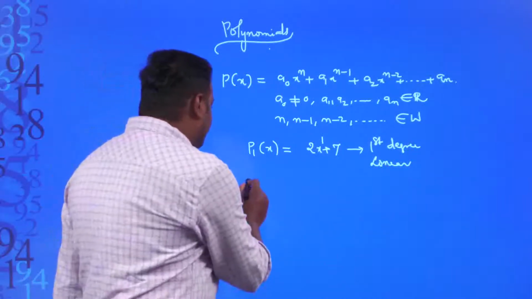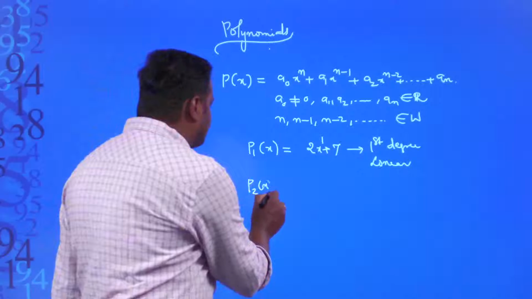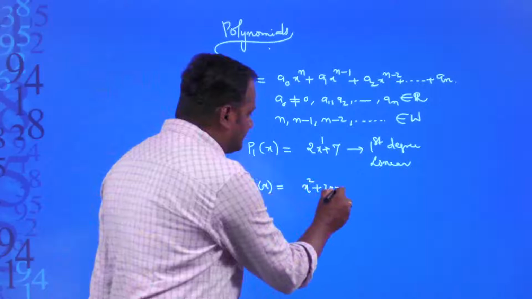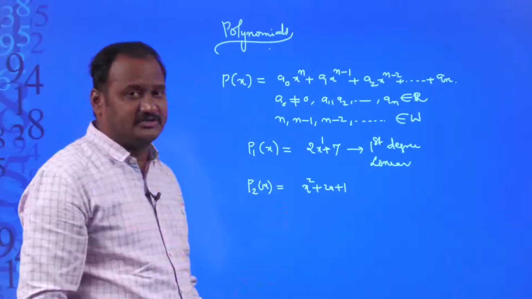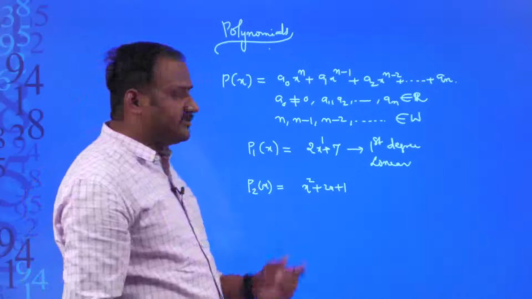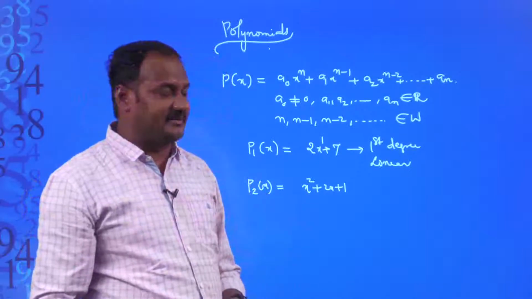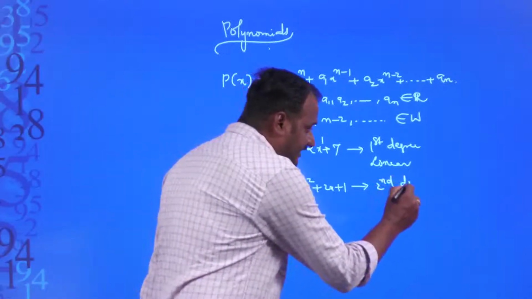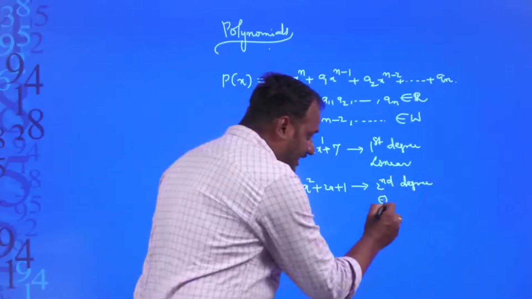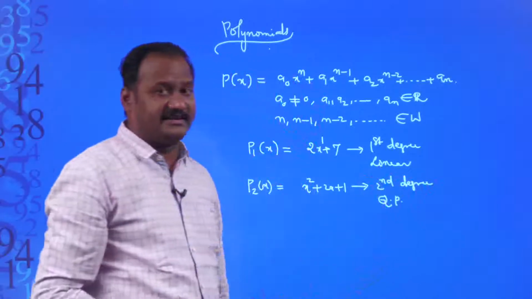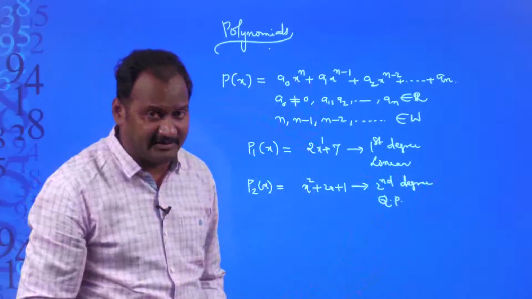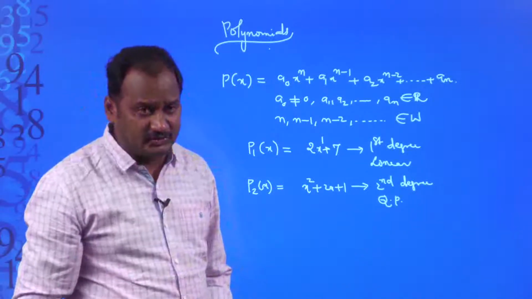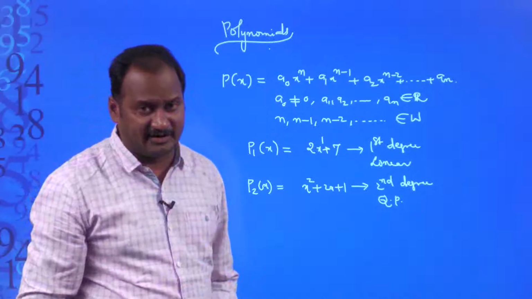Coming to second degree polynomial, for example, p2 of x, which is equal to x square plus 2x plus 1. So this is one polynomial whose degree is 2. So this polynomial is said to be a second degree polynomial. Otherwise, is there any special name for this polynomial? Second degree polynomial, otherwise a quadratic polynomial. Second degree polynomial or quadratic polynomial. So what do you mean by quadratic polynomial? If the degree of a polynomial is 2, then that polynomial is said to be a quadratic polynomial, right?